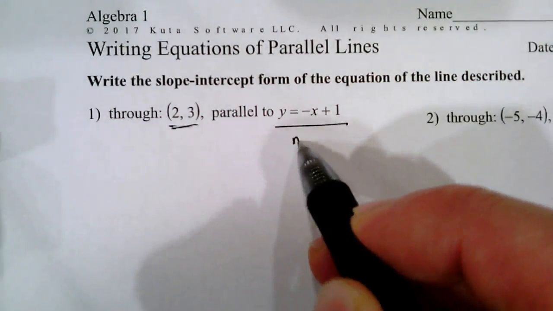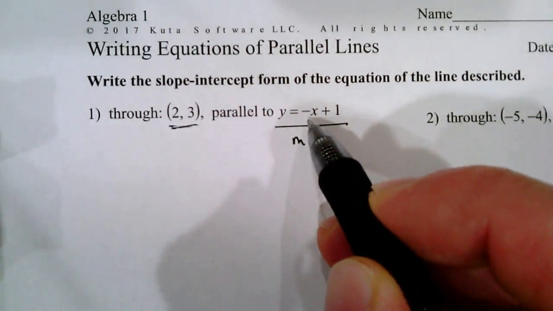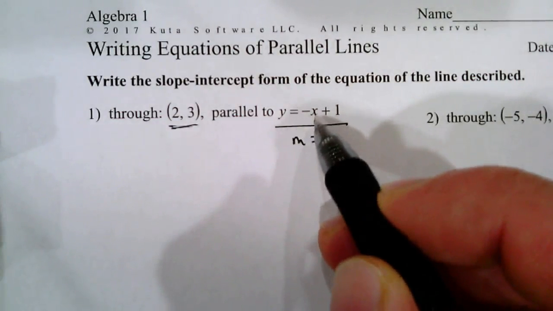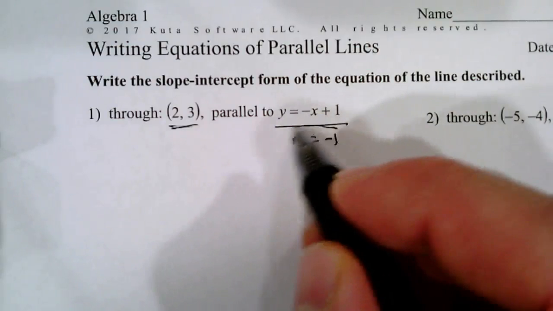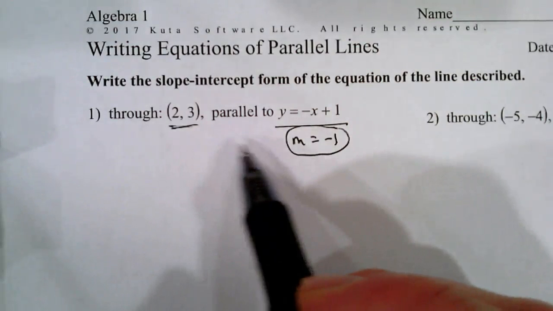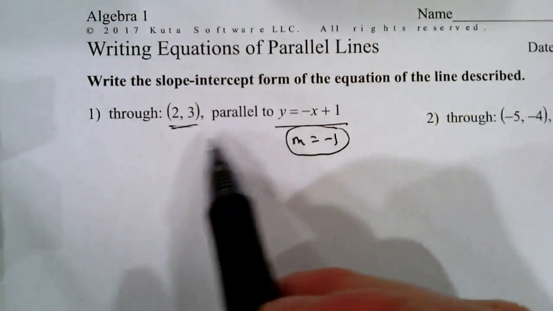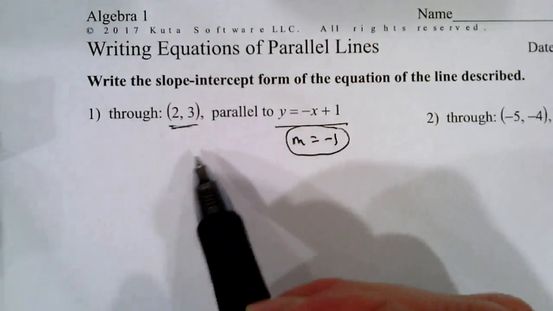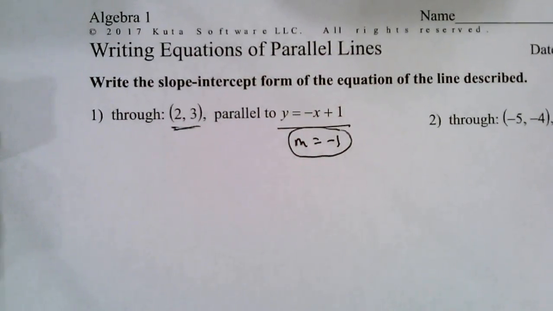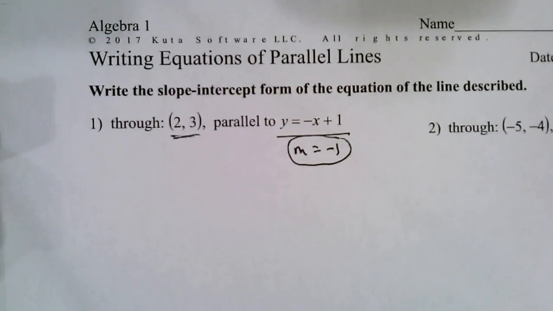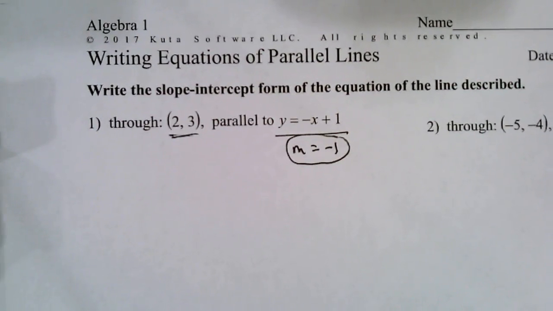And the slope of this line is the coefficient of x, which is, you can always imagine there's a 1 there when you don't see a number, so negative 1. So we're writing the equation of a line that has a slope of negative 1 and passes through the point 2, 3. Alright, so there's several different methods to do this. I'm going to pick probably the more popular one.